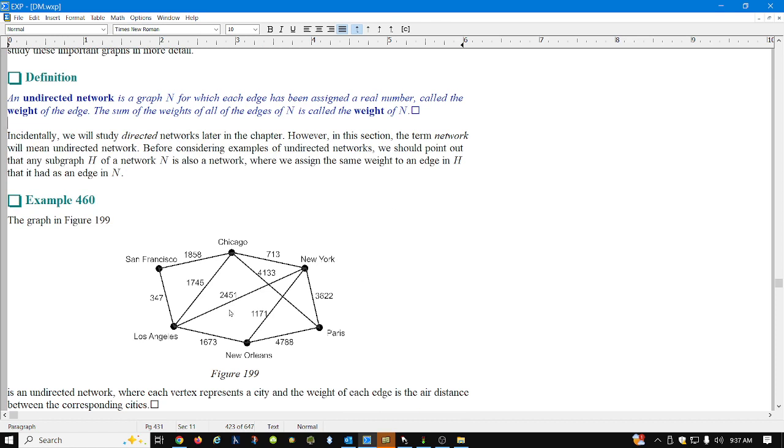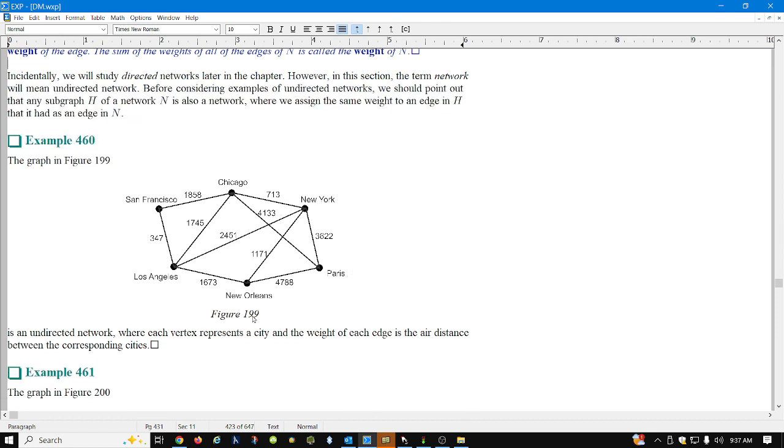Here's a graph. This is an undirected network. The vertices represent cities, and the weight of each edge is the distance by air between the corresponding cities. Obviously, this is the kind of network that has serious applications.